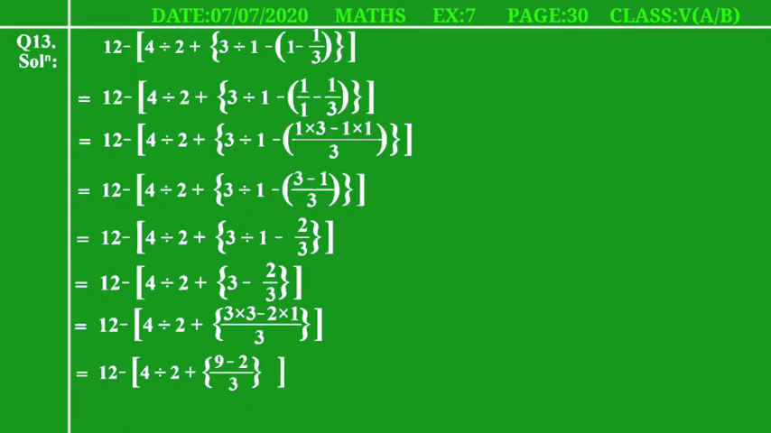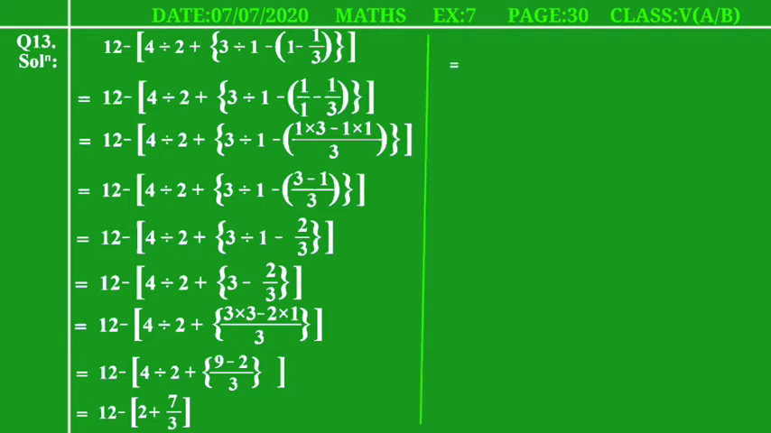That is 9 minus 2. Then finally copy the same numbers. 12 minus 4 divided by 2, it will give you 2, and 9 minus 2 is 7 by 3, okay. The denominator 3 is there.